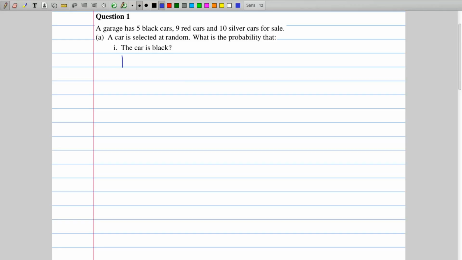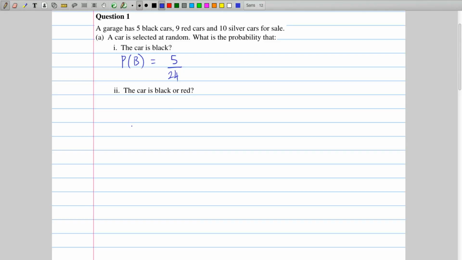black? So probability of picking a black car, let's just use B for black. The probability is how many black cars are there? There's 5. Divided by how many cars are there in total? Well, 10 plus 9 plus 5 gives you 24. And don't forget, when you're doing fractions, you need to simplify your answer as much as possible. Fortunately, this is already the simplest version of this fraction, so we don't actually have to do anything else here. The answer is just 5 out of 24.